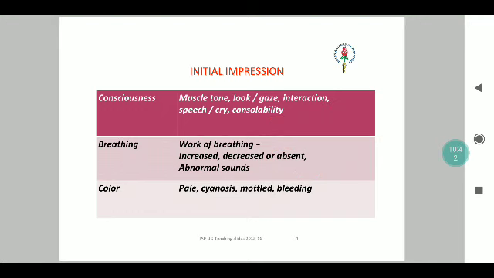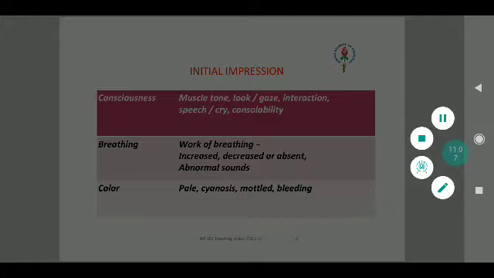Subsequently, if we look at the color of the child, a pale child is undoubtedly sick and might signify severe anemia. It might signify significant blood loss. It might signify shock. A cyanosed child definitely signifies a circulatory impairment, which requires circulatory corrective measures. Mottled or a bleeding child also signifies that there is an acute blood loss and it requires immediate help.